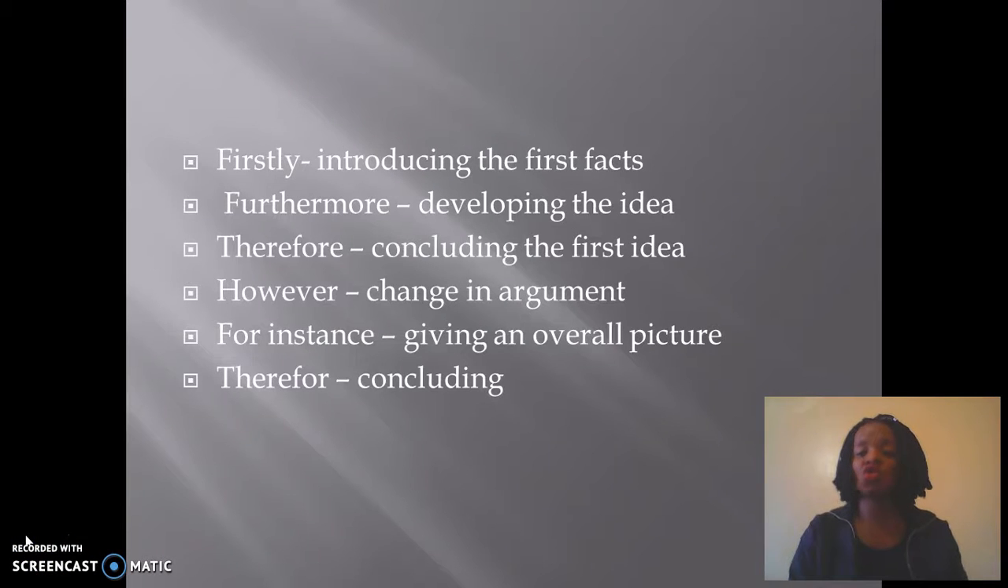So firstly is introducing the first fact. Furthermore, we're developing the idea in that statement. Therefore, we conclude the first idea. However is the change in arguments. For instance is the overall picture, and therefore you're concluding the argument in that statement.